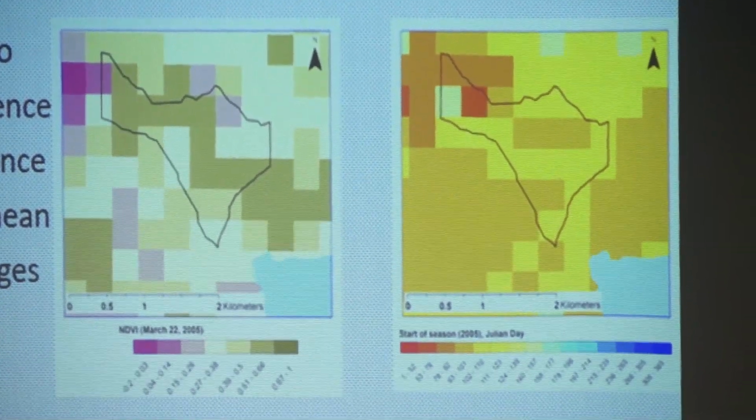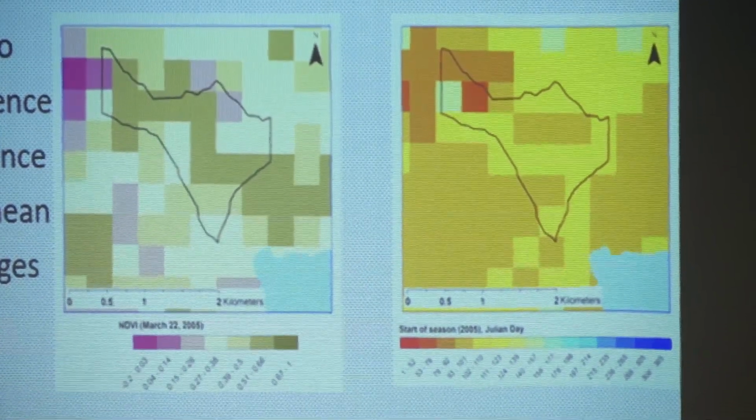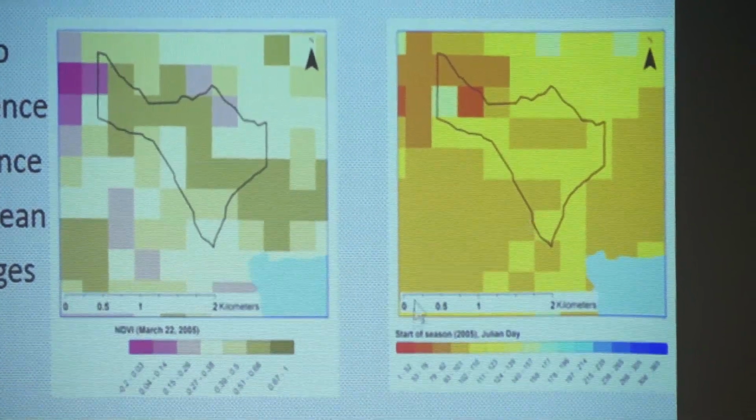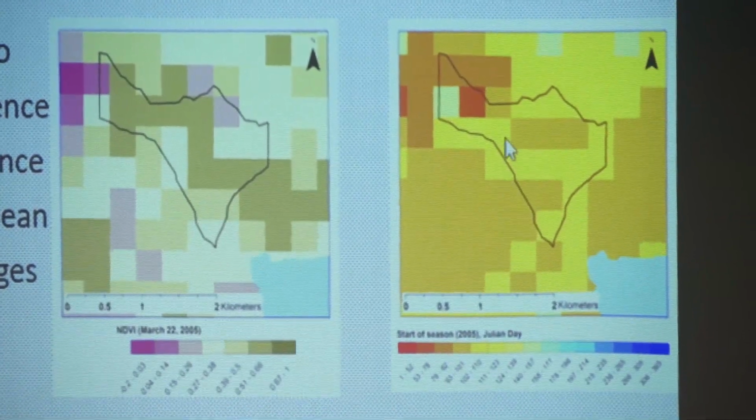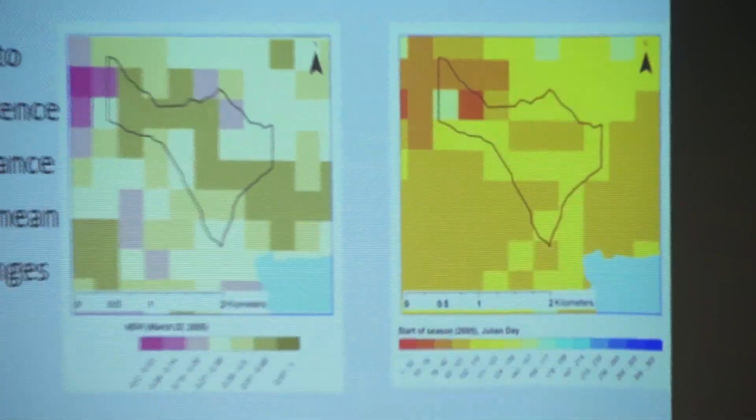It could change quite significantly. The difference could be 10, even 30 days. So the red here is about day 70 of the year, and the yellow is over 100. So it could be quite significant. Why is it a problem?